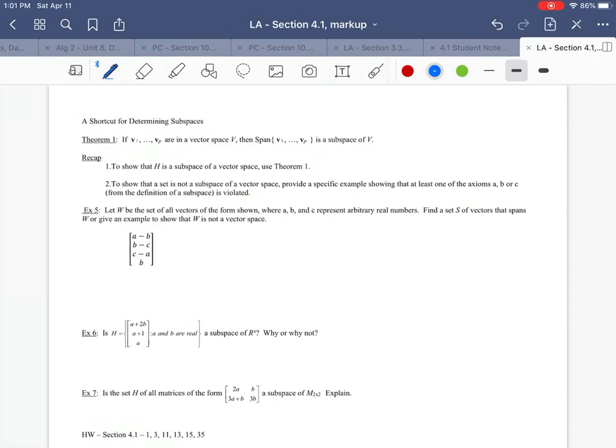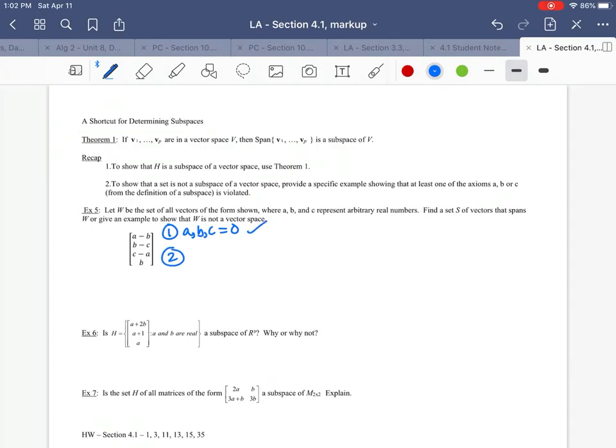So example 5, we just have these last few little things right here. This is like one of your homework problems. It says, let W be the set of all vectors in this format shown, where A, B, and C are arbitrary real numbers. Find a set S of vectors that spans W, or give an example to show that it's not a vector space. So first of all, let's check whether I would get a vector space. Step 1, let A, B, and C all be 0. Then I would get the 0 vector, so that seems to work.